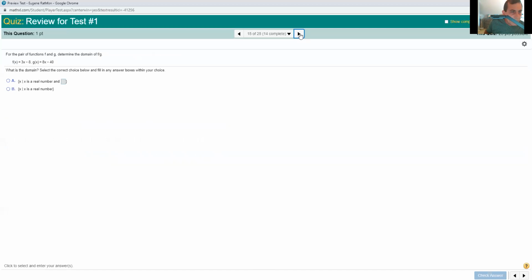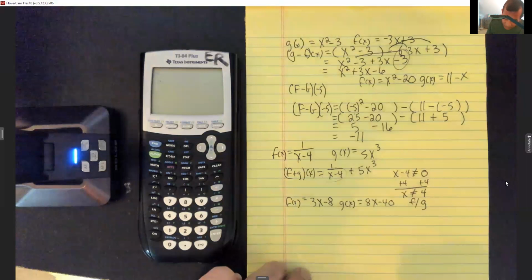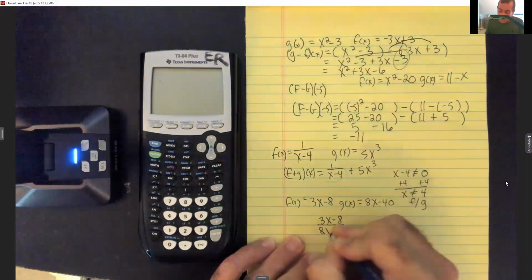So they want us to determine the domain of f divided by g. So f of x is 3x minus 8. G of x is 8x minus 40. All I want is the domain of f divided by g. All right, so f divided by g would be 3x minus 8 on top, 8x minus 40 on the bottom.